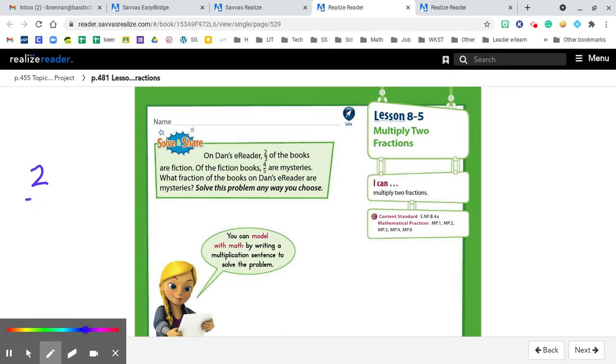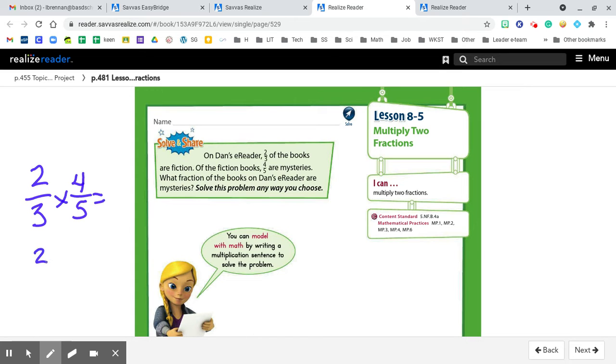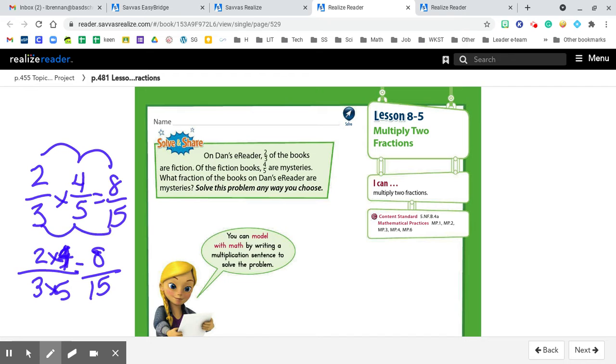So we have 2/3 times 4/5 equals, you say 2 times 4, 3 times 5. So you wind up with 8/15. And you can just do that in your head. 2 times 4 is 8, 3 times 5 is 15. So you wind up with 8/15.